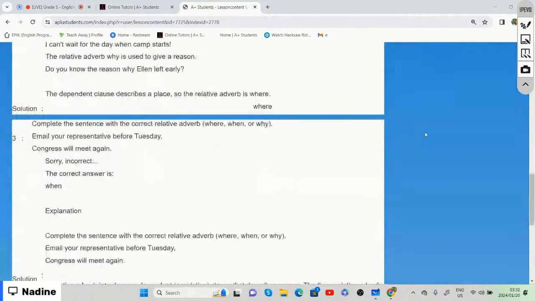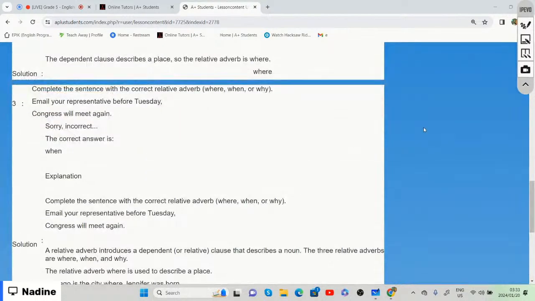All right. And then it says email your representative before Tuesday. The Congress will meet again. So email your representative before Tuesday. Do we say where Congress will meet again, or when Congress will meet again?